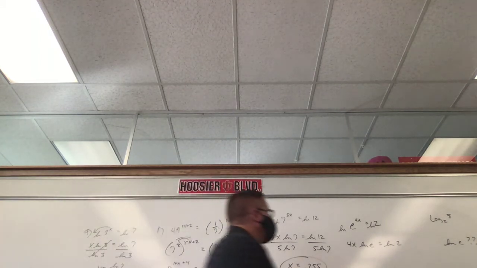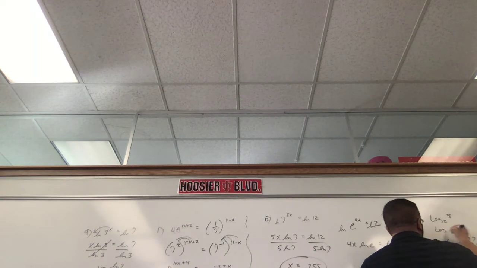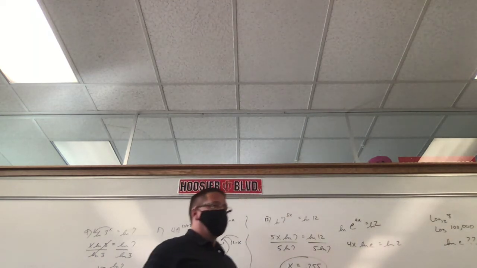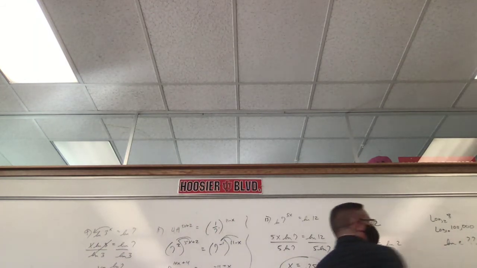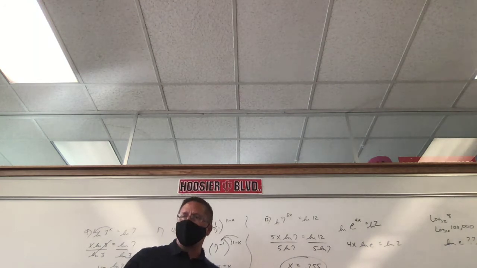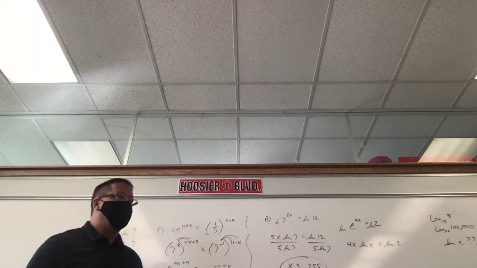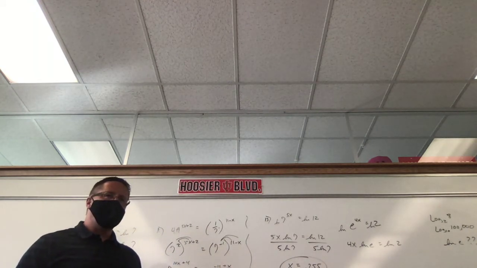Okay? How about this one? As long as you remember the shortcut, this is a simple one. What's the log of 100,000? 5. Because what base is it? You don't see it. It's a what though? 10. How'd you guys get 5 so quickly? 5 zeros. 10 to the 5th is 100,000. Also 5 zeros.